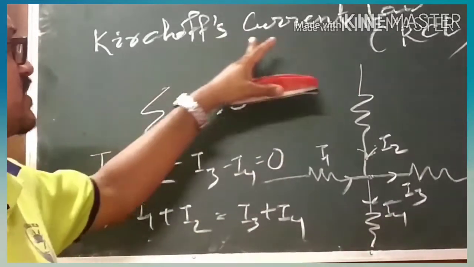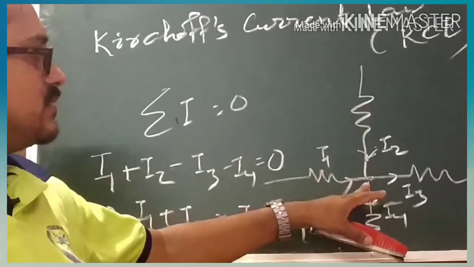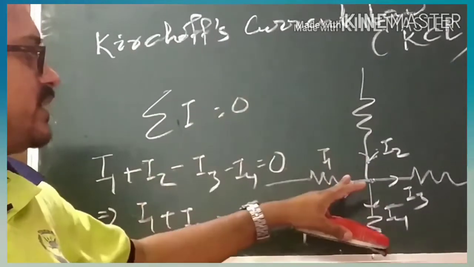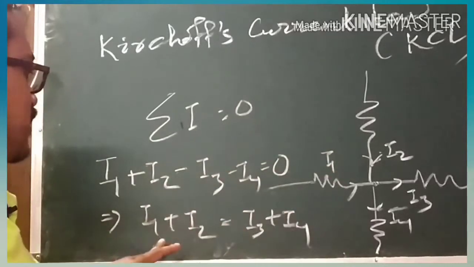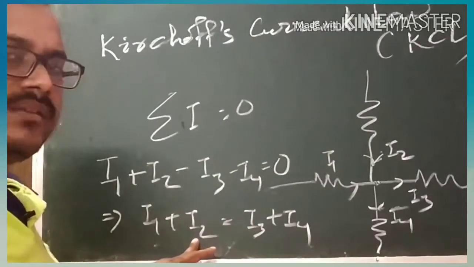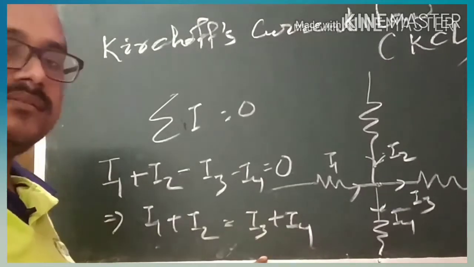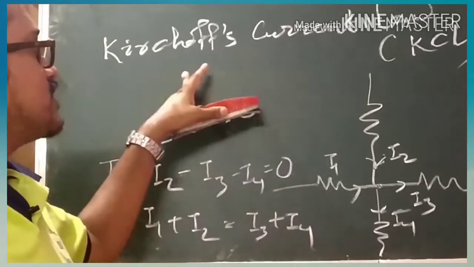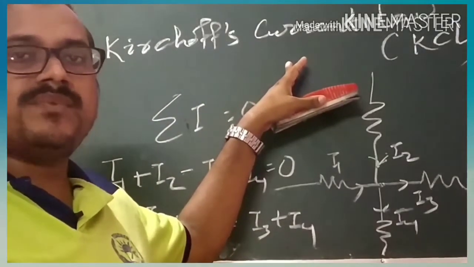Again repeating what Kirchhoff's current law is. According to this law, the algebraic sum of all the currents meeting at a junction is 0, that is, summation of I is equal to 0. So the total current leaving the junction is equal to the total current entering the junction. This Kirchhoff's current law is based upon the conservation of charge.